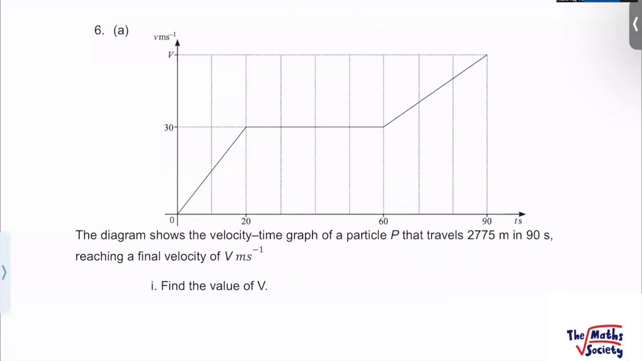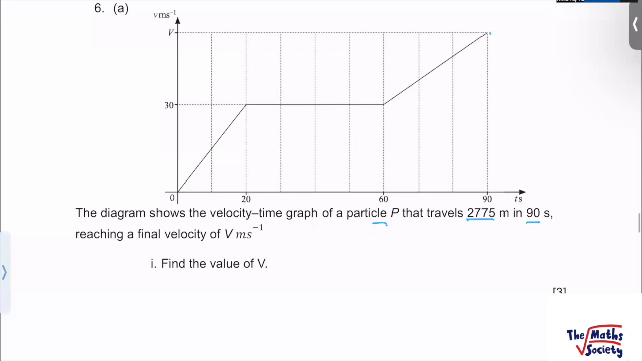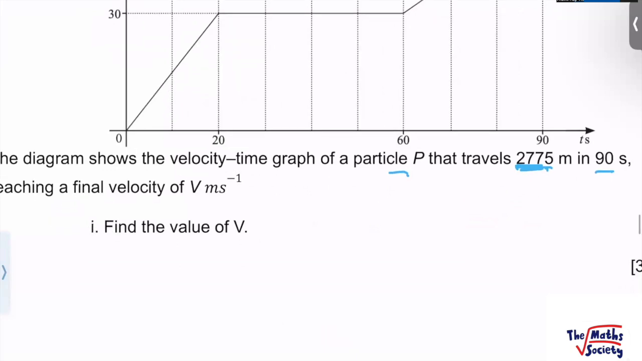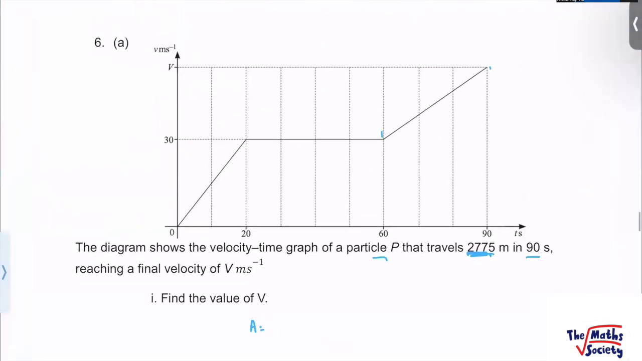And for number 6, it says that a diagram is already given. So the velocity graph is given, travels 275 meters in 20 seconds, final velocity of v. You just need to find the value of v. So we have to find the area first because it already gives you the distance or area. You're going to have 2 trapezia, one in here and one in here.